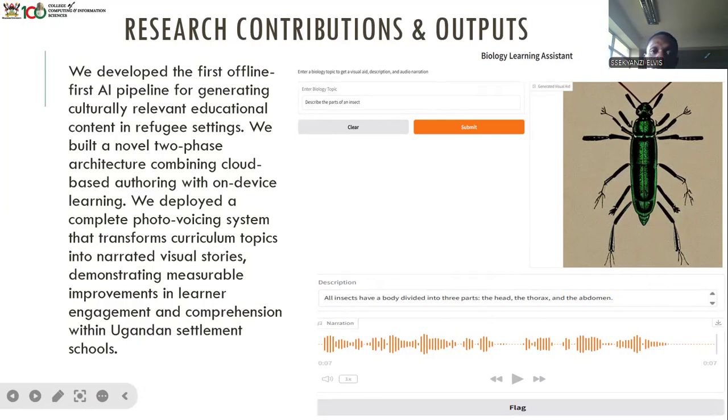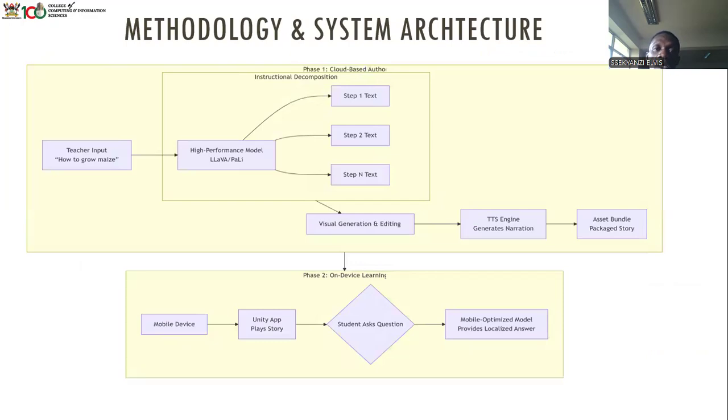So this is our methodology. Basically, phase one is instructional decomposition, where a teacher will input a specific topic, and models such as LLaVA, the large language and vision assistant, will be able to break down the topic. It will decompose it into 3 steps, basically.